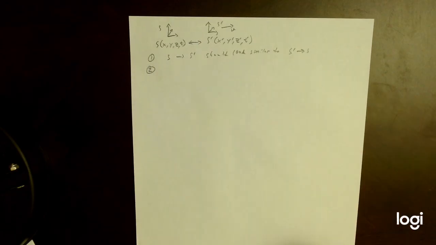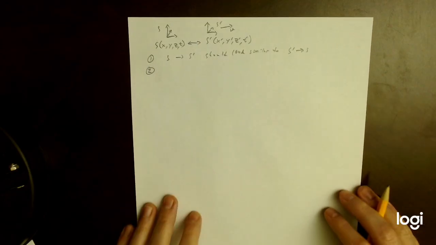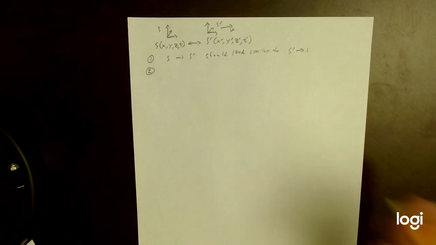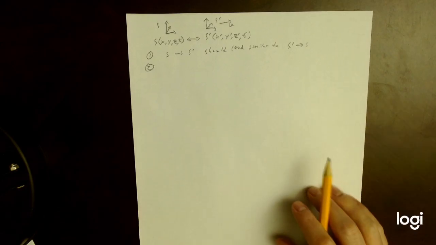And again, this comes from the fact that we don't want a special frame, so if there was a frame in which the transformations looked different than any other frame, then that would imply that something was special about that frame. So we don't want that to be true.